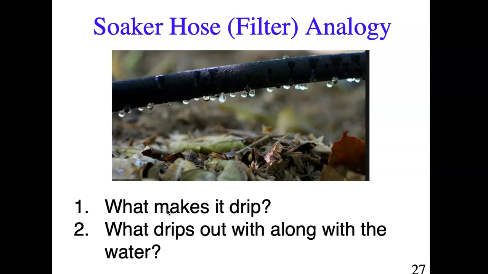So think in the hose, my question one here, what makes it drip? What makes it drip is the pressure that it's coming with, right? If you really turn on that faucet high and increase that pressure, it's going to drip out more. And my second question, what drips out along with the water? Remember, whatever solutes are there are going to come with it. So this is bulk flow.